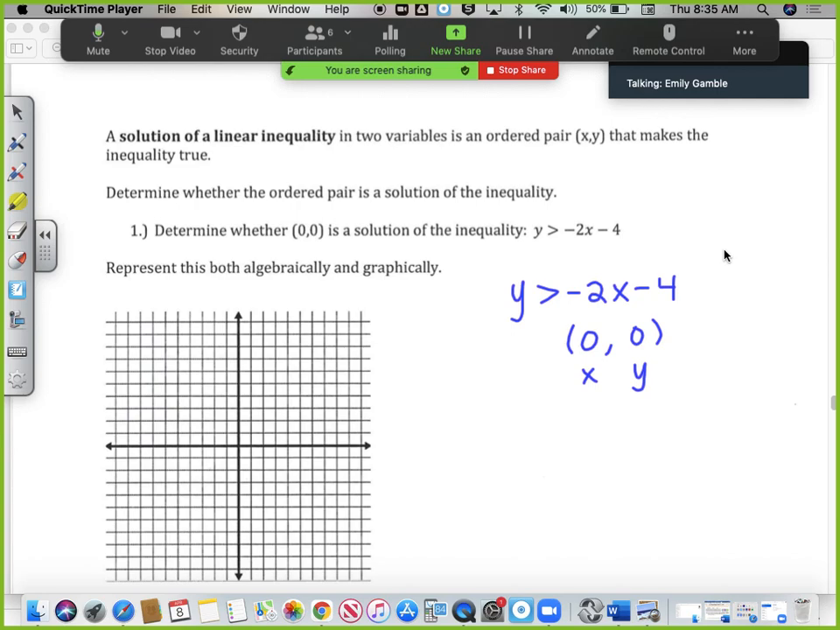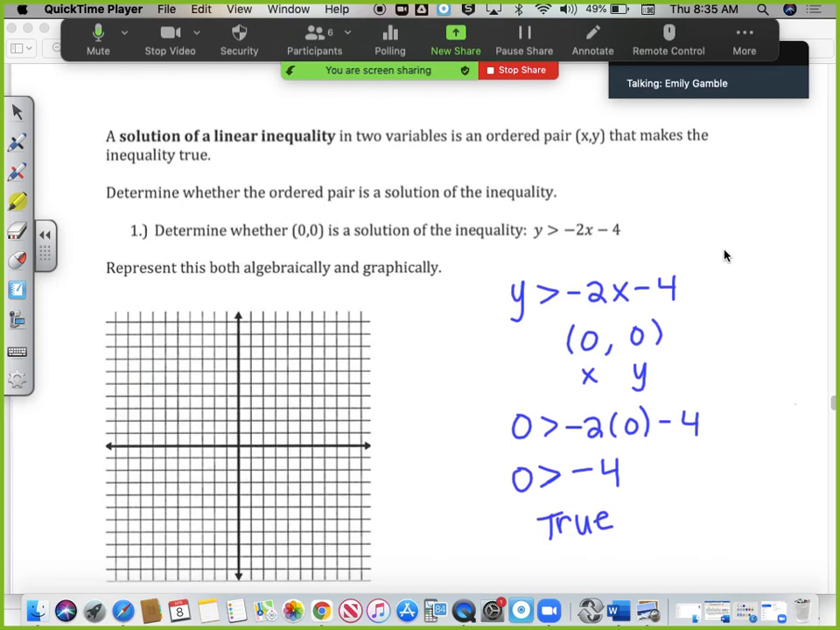So when I replace 0 in for x and y, because that's the point they want us to check, this will say 0 is greater than negative 2 times 0 minus 4. Negative 2 times 0 is just 0, and I will be left with 0 is greater than 0 minus 4, which is just negative 4. Then we have to determine if that's true. Is 0 greater than negative 4? Yes. So because this is true, that means that 0, 0 is a solution. That's how you would determine it with algebra, by replacing in the ordered pair to see if it worked.